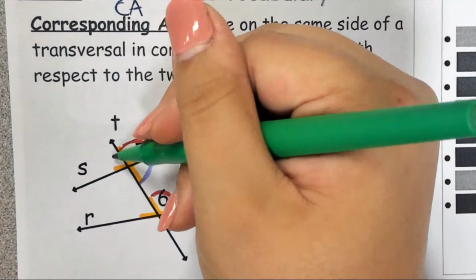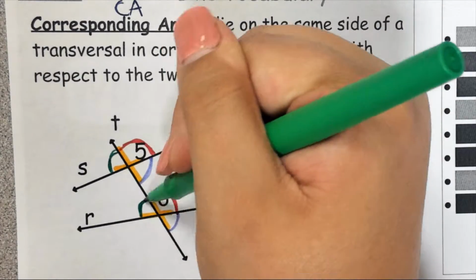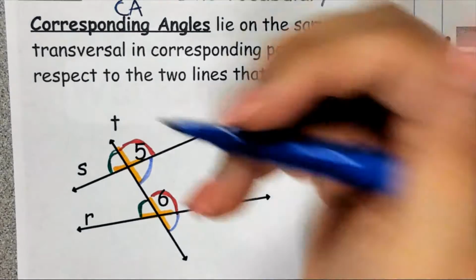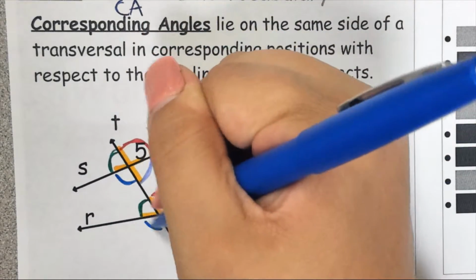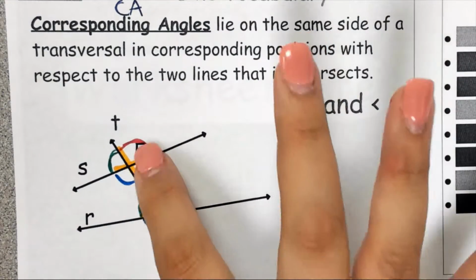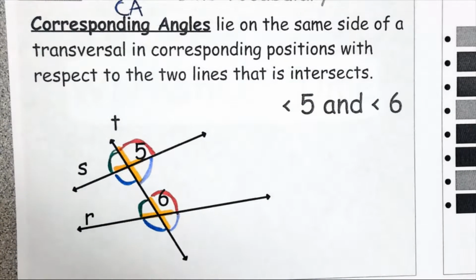Then we have top left goes with the top left. Those are corresponding. And then we have the bottom left goes with this bottom left. So those are corresponding angles. I know that looks kind of trippy, but your angles correspond in the position. That's how you know which one it is.